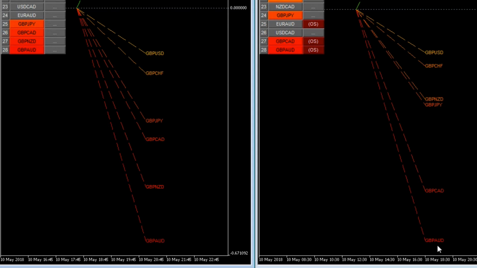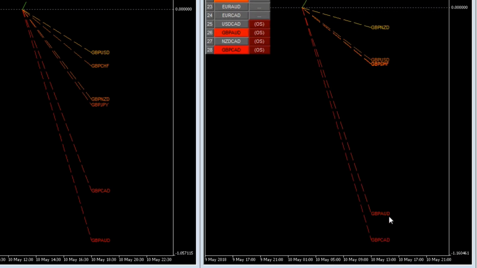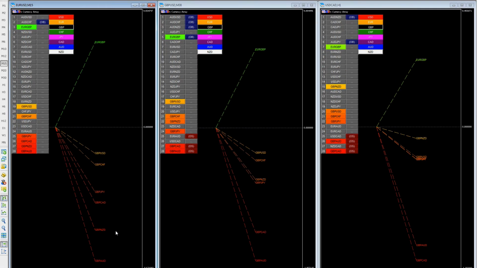We move to the 30-minute, we've got the pound Aussie again. And indeed, over on the hourly chart, the pound CAD is actually more bearish than the pound Aussie, but you can see also the pound CAD is here. So the 2 most heavily bearish currencies are pretty much the pound Aussie and the pound CAD across the complex.